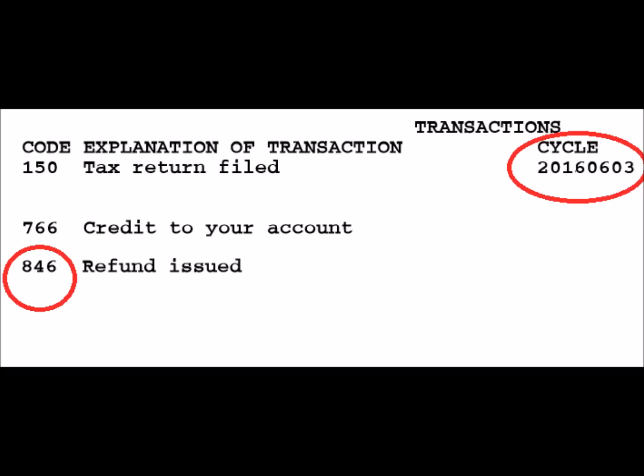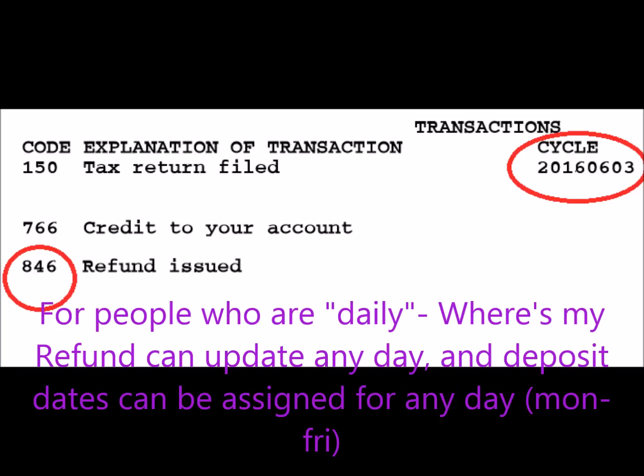Which means your Where's My Refund tool could update at any time after you get that 846 code on the bottom of your transcript. The 846 code means, of course, refund issued. So as soon as that refund issued code appeared on your transcript, you know any day of the week you could see your refund and your direct deposit date hit the Where's My Refund tool. So that's what that means as far as a daily goes.